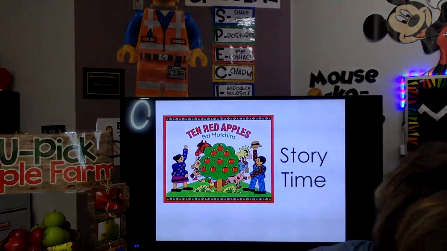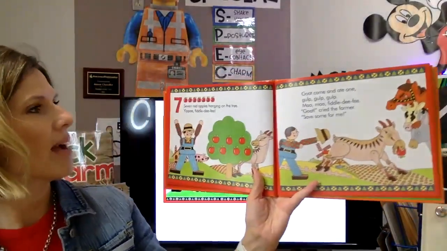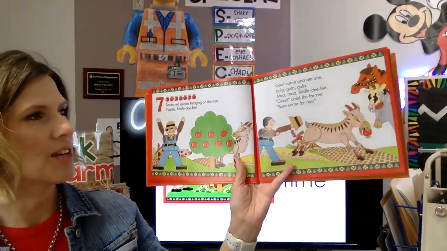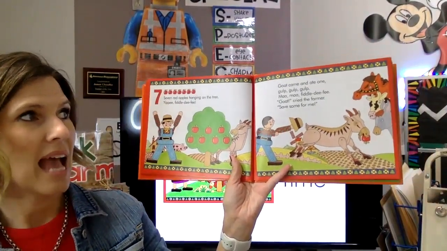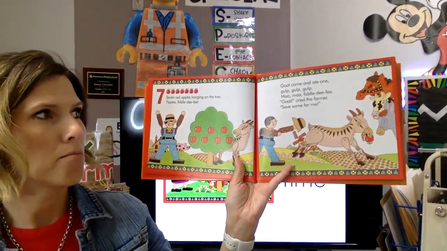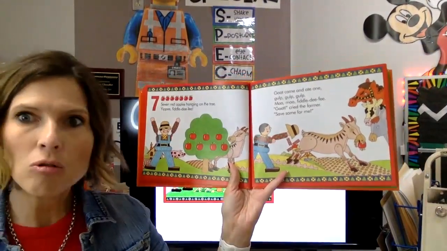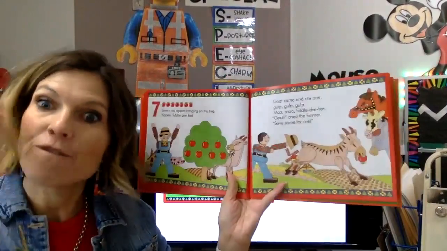Did you say 7? Seven red apples hanging on the tree. Yippee, fiddle-dee-dee. Goat came and ate one. Gulp, gulp, gulp. Meh, meh, fiddle-dee-dee. Goat, cried the farmer, save some for me.